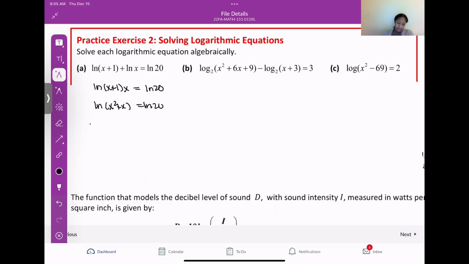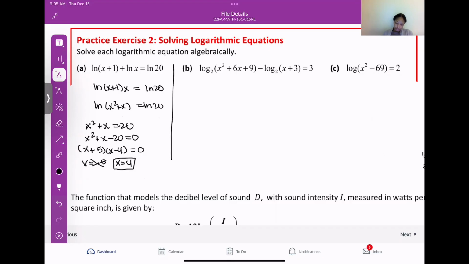And then we can drop the ln's and just set x squared plus x equal to 20. It gives us a quadratic equation to solve. X squared plus x minus 20 equals 0. So we get x plus 5 times x minus 4 equals 0. And our solutions are x equals -5 and x equals 4. If we try to plug -5 back in, we end up getting ln of a negative number. That doesn't work. So x equals 4 will be the only solution.